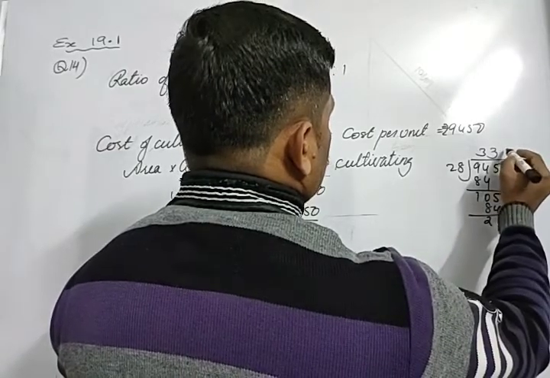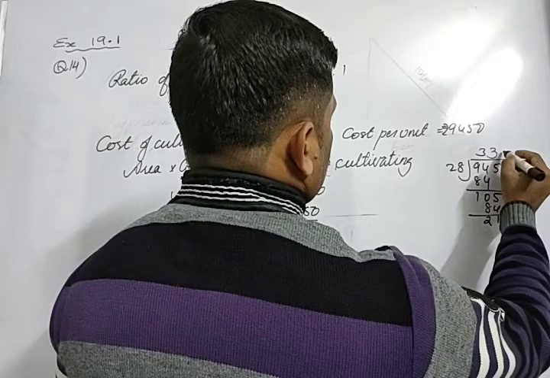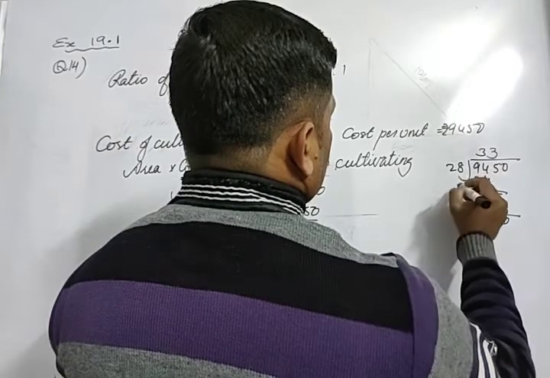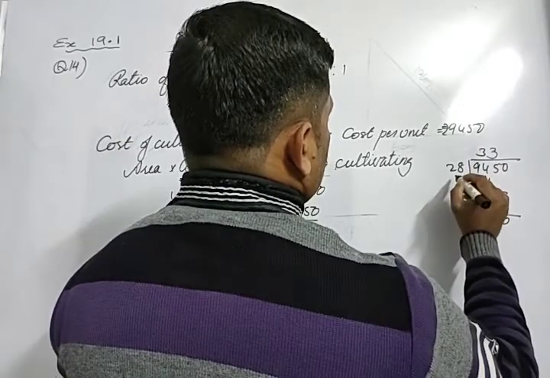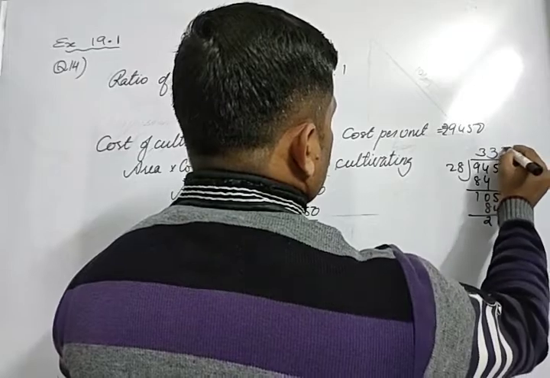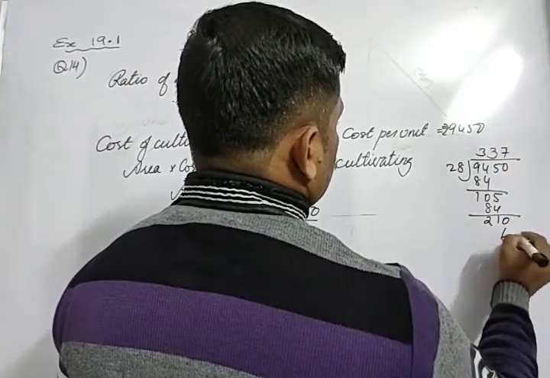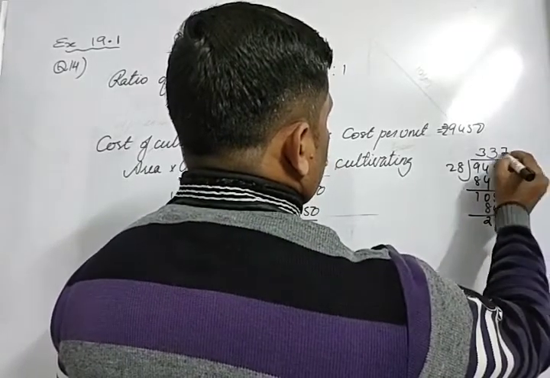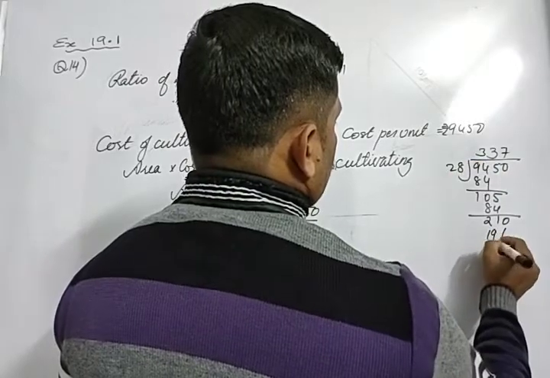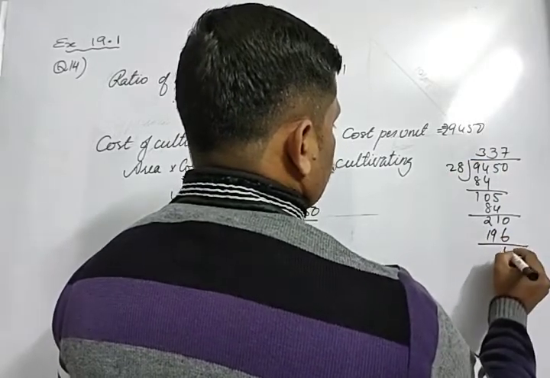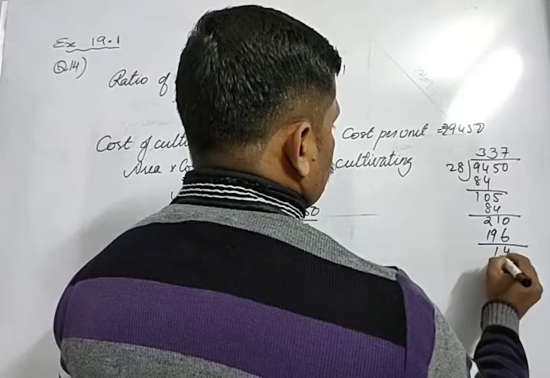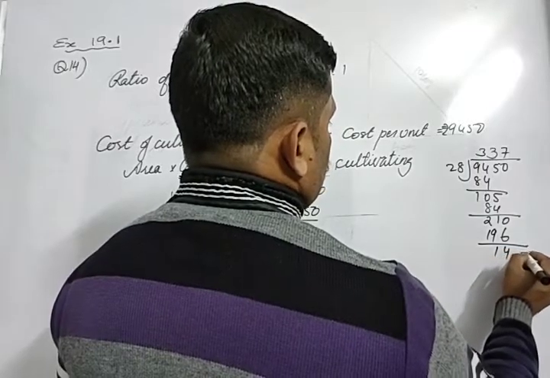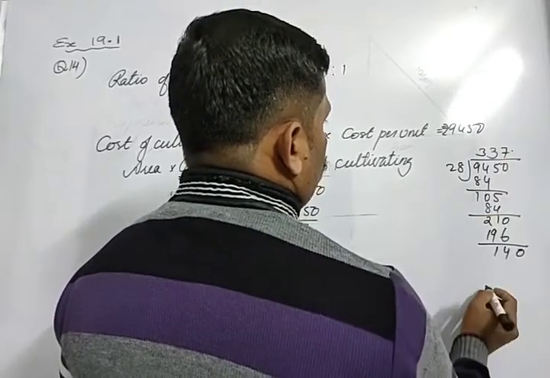Eight times. Seven times. 7 8s are 56. Remainder 5. 196. Means 40. Again we continue. 140.